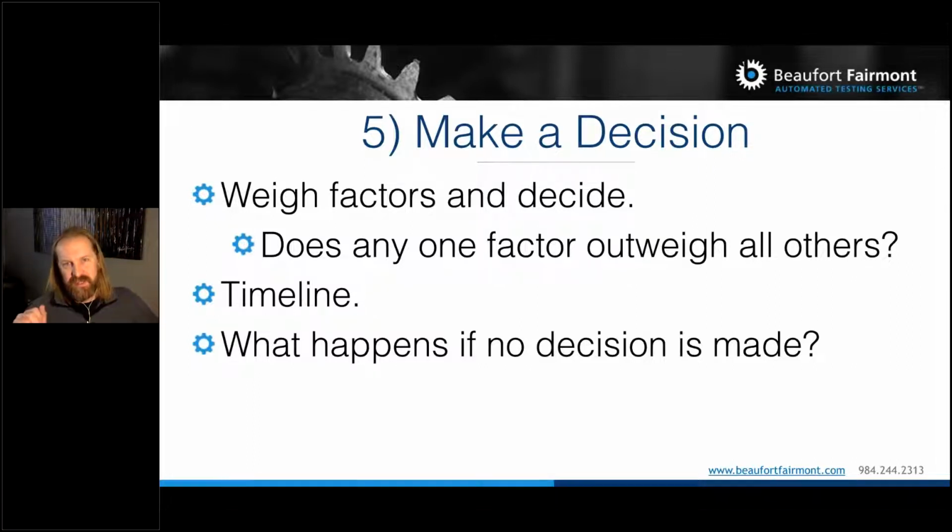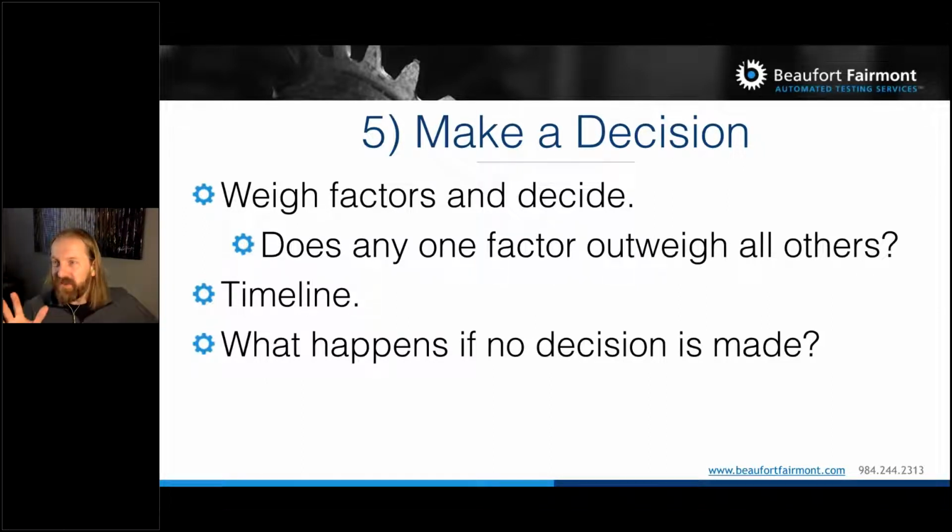What's our timeline on making a decision? Go ahead and set one. I want to make a decision by X, Y, and Z. And what happens if no decision is made? Making no decision is making a decision. It's making the decision for the status quo. So not making a decision is making a decision in itself. What happens if we make no decision? What are the risks associated with that? What goes along with it?